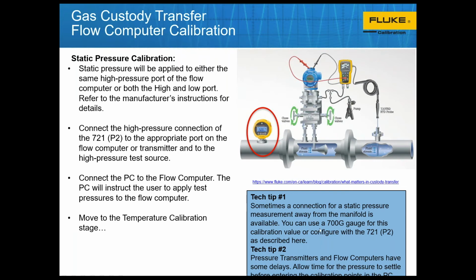Just be aware that for the connection for the static pressure, try to take it away from the manifold and down on the line if possible. Sometimes manifold pressures are reduced volume, and there may be some restrictions in there that create errors in making measurements. So take it over if possible, as close to the line as possible. And again, just like we talked earlier, the pressure transmitters themselves have some time to respond, so just give it time before you take your measurement points.